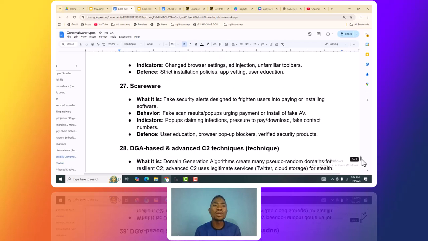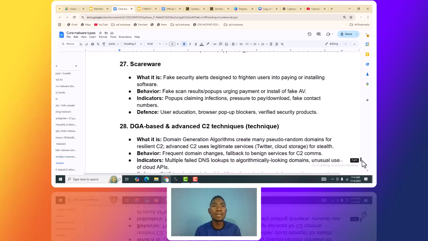So another one, before I round up this session, is called scareware. Scareware is a fake security alert designed to frighten users into paying or installing software. "Oh, your browser is outdated, your email, your this thing, please update it now. If not, you'll not be able to do this, you'll not be able to do that." It's actually scareware, and it causes fake scan results, pop-up urgent payment, or installation of fake antiviruses. All you need to do about scareware is user education, or using a pop-up browser blocker, or even verifying security products.